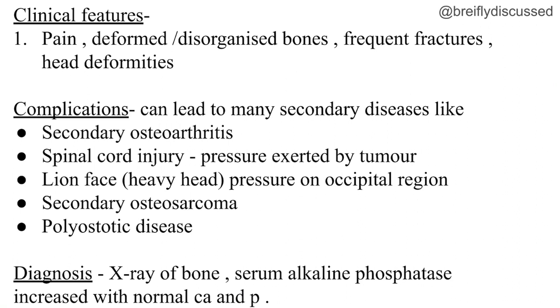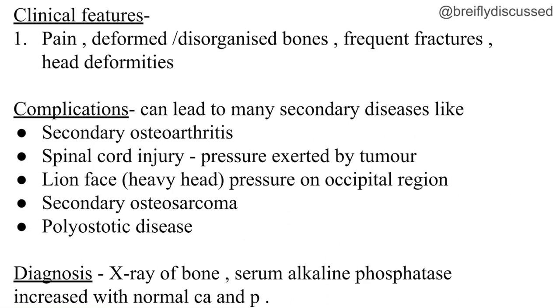Coming to complications. Before we get into the complications, we need to remember this Paget's disease of bone is a benign condition, but it has many complications which can cause malignancy. So these complications can lead to many secondary diseases like secondary osteoarthritis and spinal cord injury. If the bone is growing excessively, it may compress the spinal cord because of the pressure exerted by the tumor, which can lead to spinal cord injury.